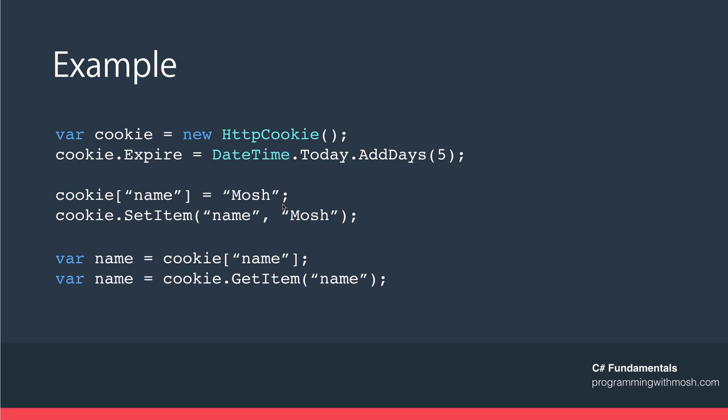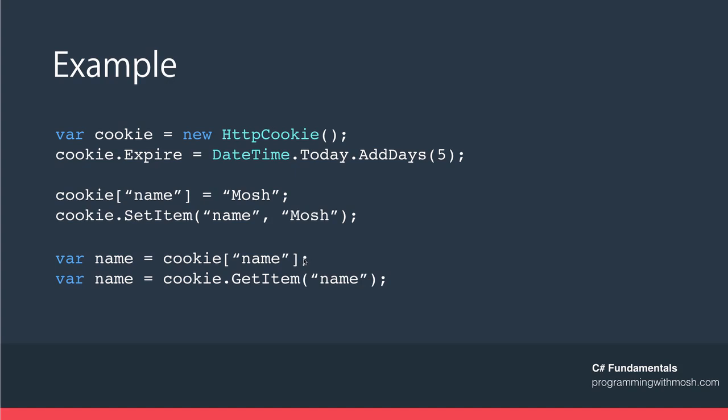If you want to get the value of a cookie item using an indexer, here is what the code would look like. We simply use the indexer, pass the key, and we get the value. Without an indexer, we have to write a method like getItem. Again, the code that uses an indexer is easier and shorter.